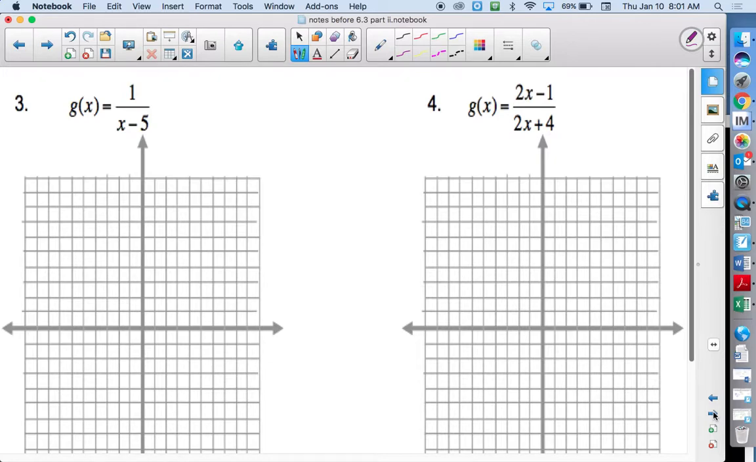When you graph this or plot it in your calculator, put parentheses around that denominator. So you're doing 1 divided by and then parentheses, because the calculator has to know that that x minus 5 is all together in the denominator. And that's the only way it knows that, is if you group it together. This one's a little different looking.